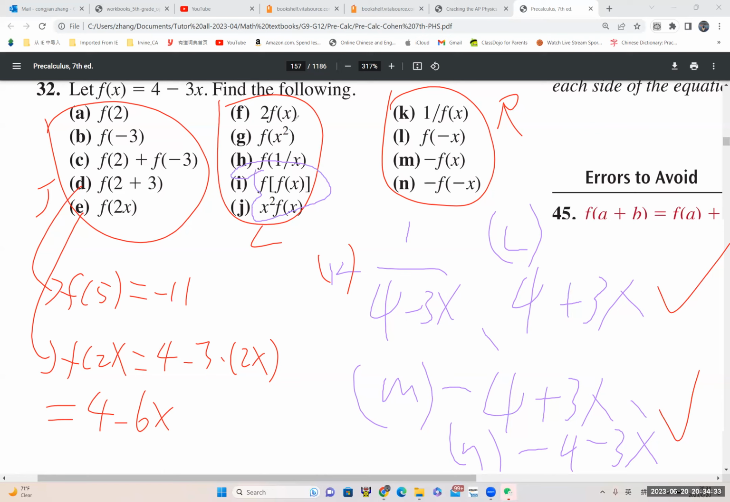So let's check. F, suppose either. G, also either. G, 4 minus 3x squared. H, yeah, just use 1 over x to replace x in the formula. Okay, then I. Neil's unit is blank. Yeah, how about we clear it?